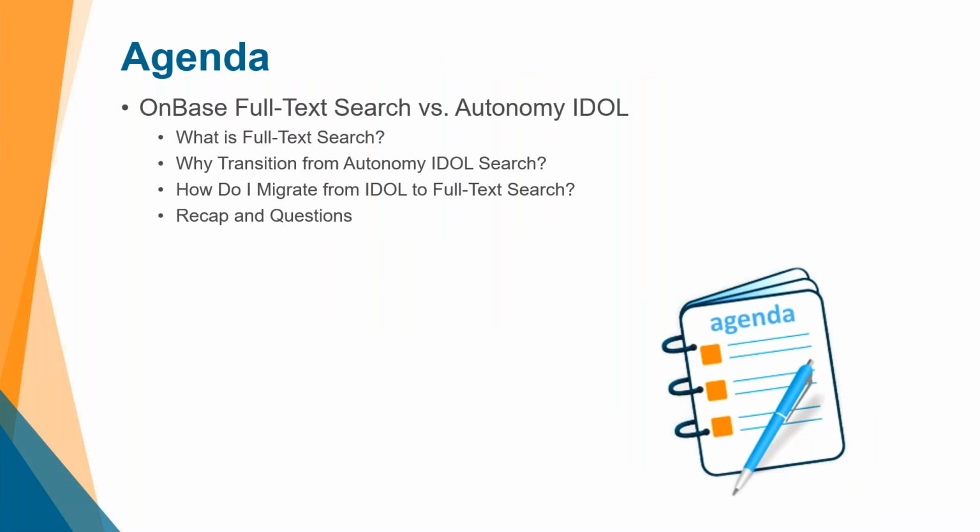So our agenda today, based upon our title, we're going to be talking about OnBase full text search as it compares to the Autonomy IDOL search engine. For some of you, this may be brand new. For others, you may very well have been using Autonomy IDOL and want to know the differences. We're just going to set the stage quickly early on, talking about what is full text search, some of the reasons why you may want to transition from the Autonomy IDOL search engine to the new OnBase full text search, and go through some steps of how you would actually migrate from the one tool to the other. And we'll leave some time at the end for some recap and questions.